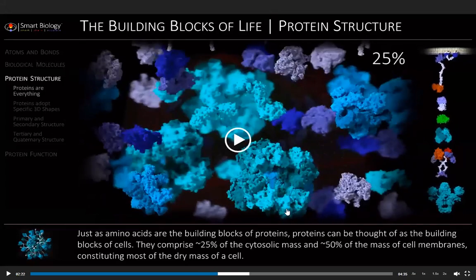mitochondrion. So just as amino acids are the building blocks of proteins, proteins are the building blocks of our cells. The proteins comprise about 25% of the cytosolic mass. The rest of it would be the membrane made up of lipids. We have a vast amount of carbohydrates that are stored, etc. And 50% of the mass of the cell membrane is also protein. So a huge amount of protein is actually located on the membrane, constituting most of the dry mass of the cell. These proteins that are embedded in the membrane are synthesized in the endoplasmic reticulum.